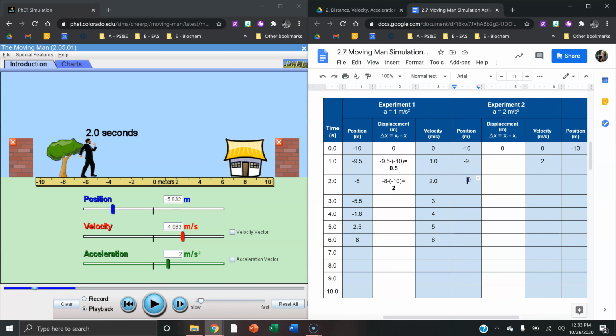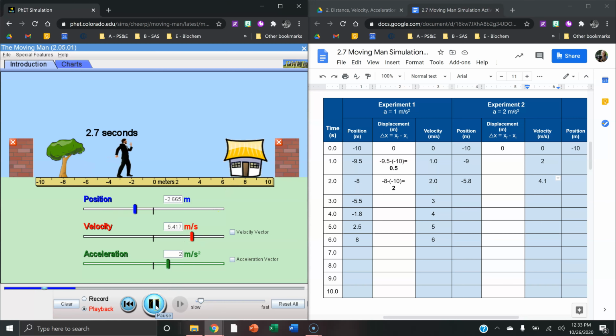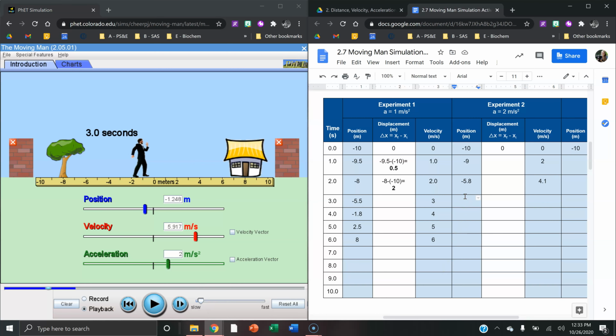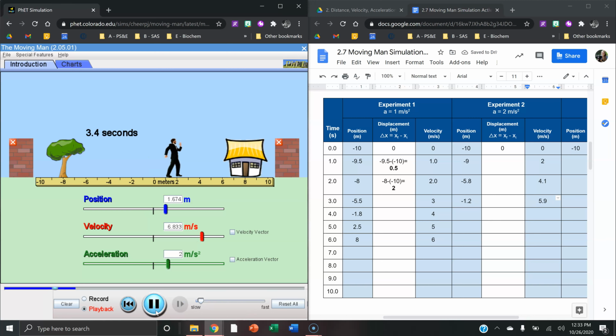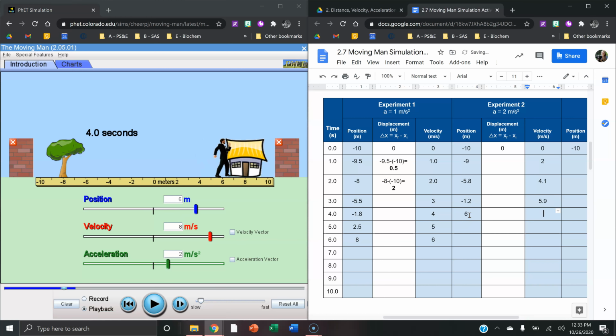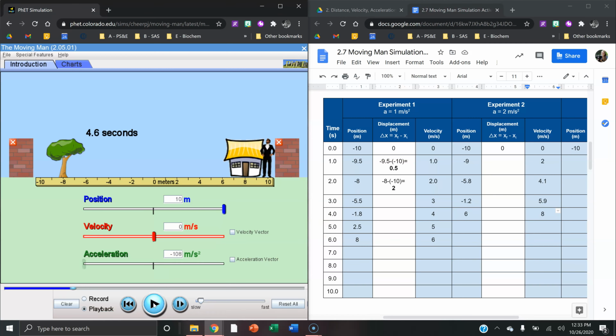At 2 seconds, my position is minus 5.8, and my velocity, all rounded, is about 4.1. At 3 seconds, my position is minus 1.2. My velocity is 5.9. At 4 seconds, my position is 6. My velocity is 8. And then I hit the wall before I reach 5 seconds, so I will leave that alone. I'll leave the rest of my data table blank.